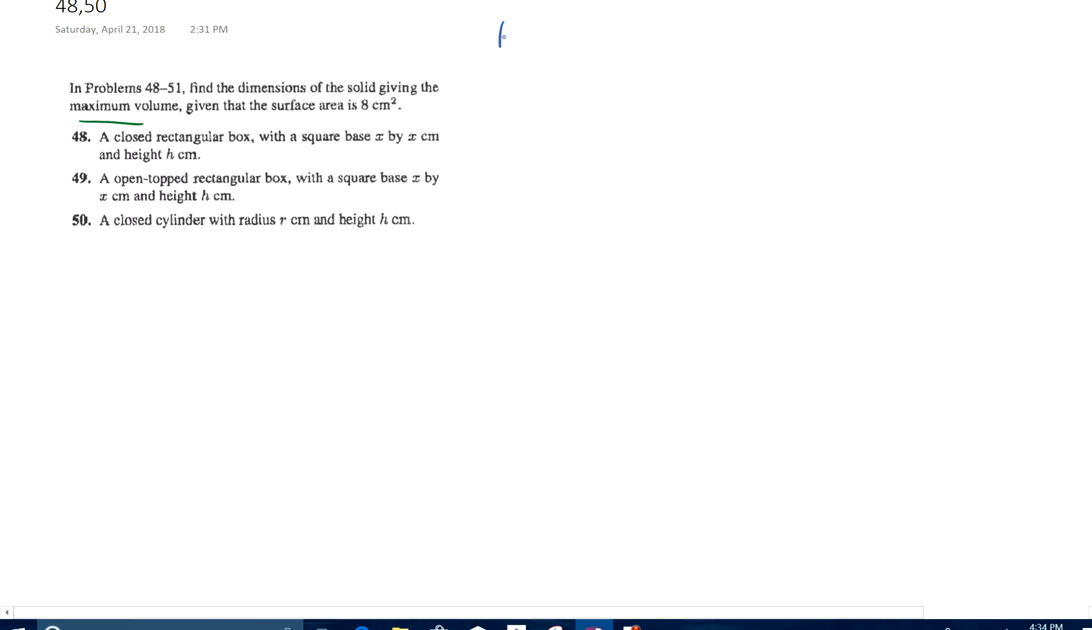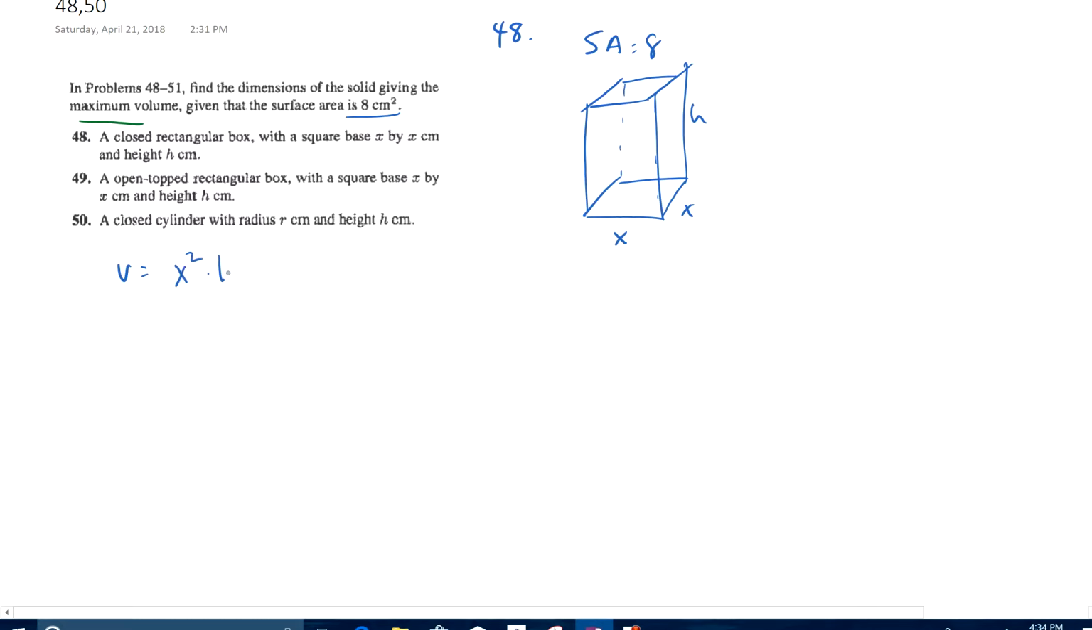Alright, number 48. We want to find the dimensions of the solid giving maximum volume, given that surface area is 8. I've got a closed rectangular box with a square base. So it's coming up here like this. That's a terrible drawing of it because all the backside ones are dotted, but you get the idea. So the square base, x and x, and the height is h.